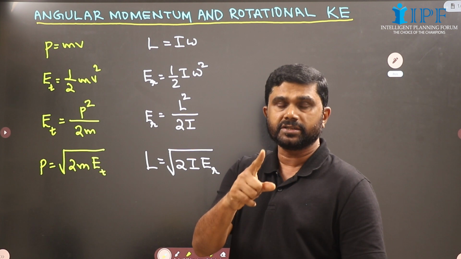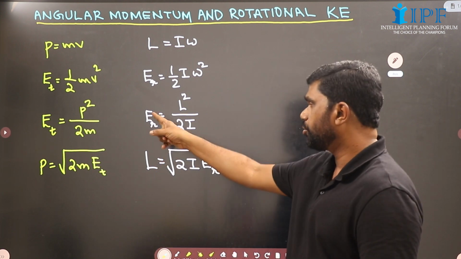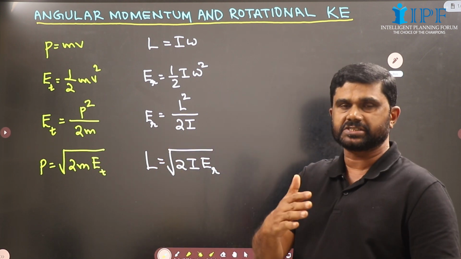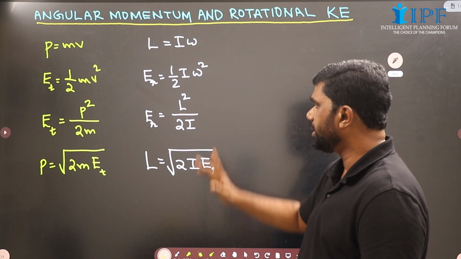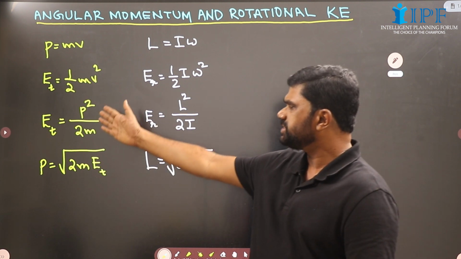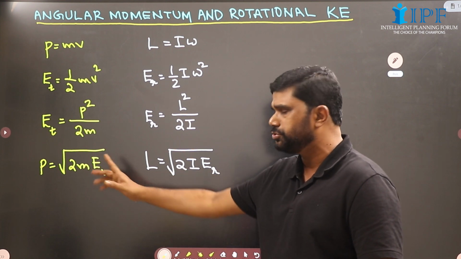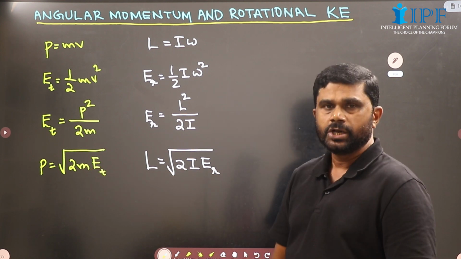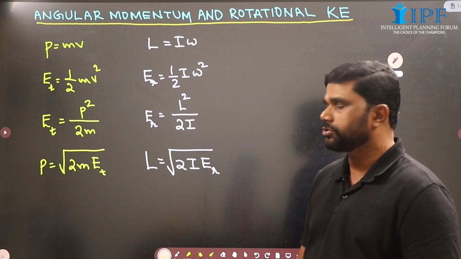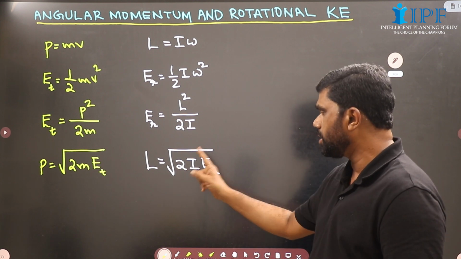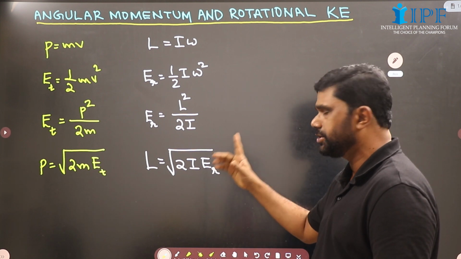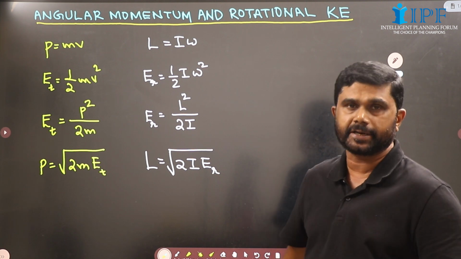The corresponding formula in rotational motion is rotational kinetic energy, E with suffix R, equal to L square divided by 2I. From this we get linear momentum equal to under root 2 into mass into translational kinetic energy. Similarly, in rotational motion, the angular momentum L equals under root 2 into moment of inertia into rotational kinetic energy.